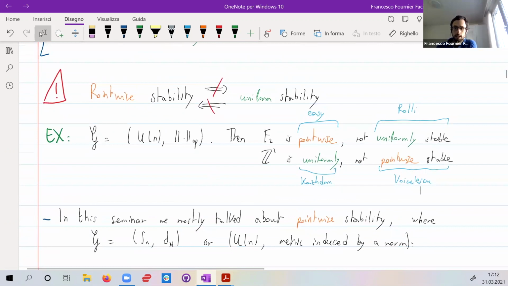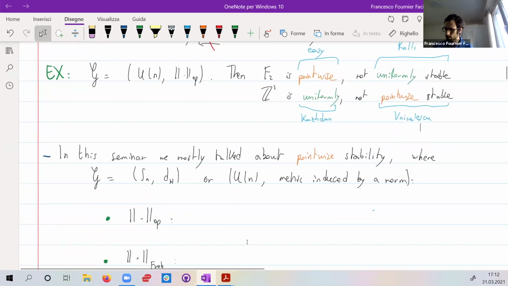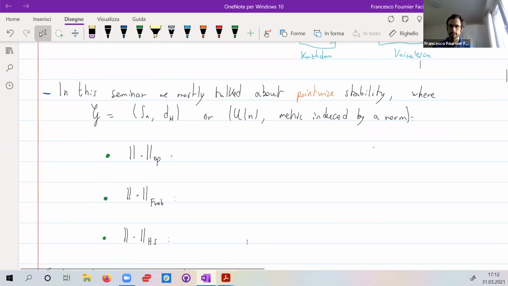Today I'm going to talk also a bit about uniform stability. Let me just remind you that the main problems that we have talked about were pointwise stability with respect to symmetric groups and the Hamming distance, or unitary groups with metric induced by a norm. And since I'm going to talk about a p-adic analog of this, I'm especially interested in what are the norms that we have put on UN, to later find a suitable p-adic analog. So let me remind you the three norms that we have seen throughout this seminar.